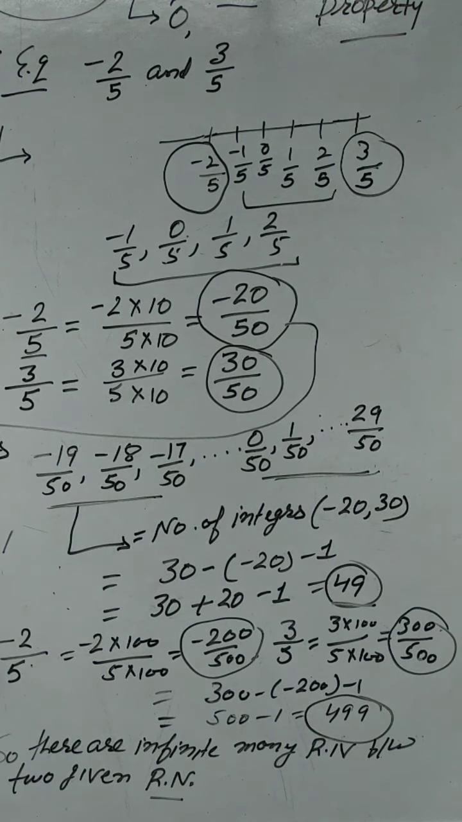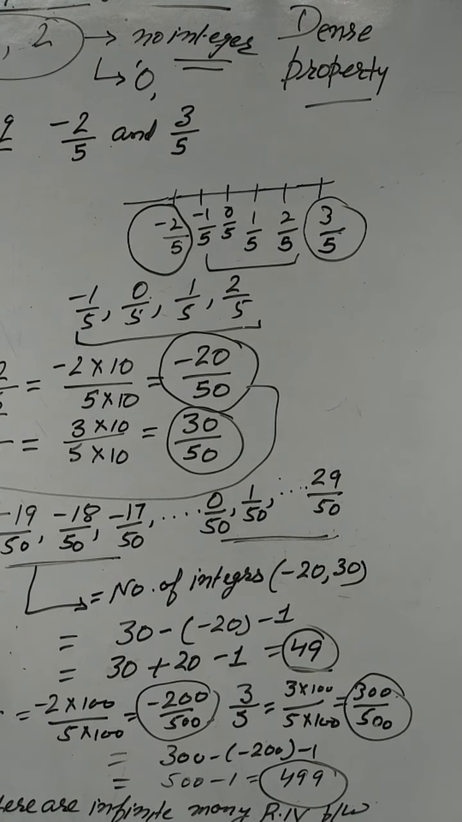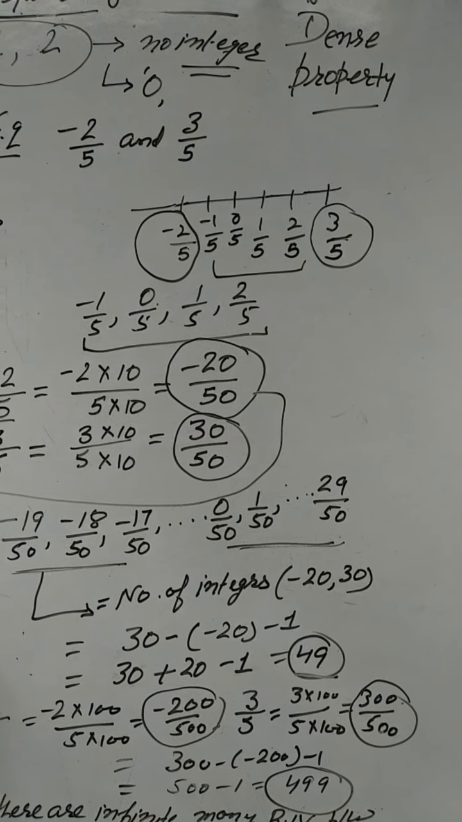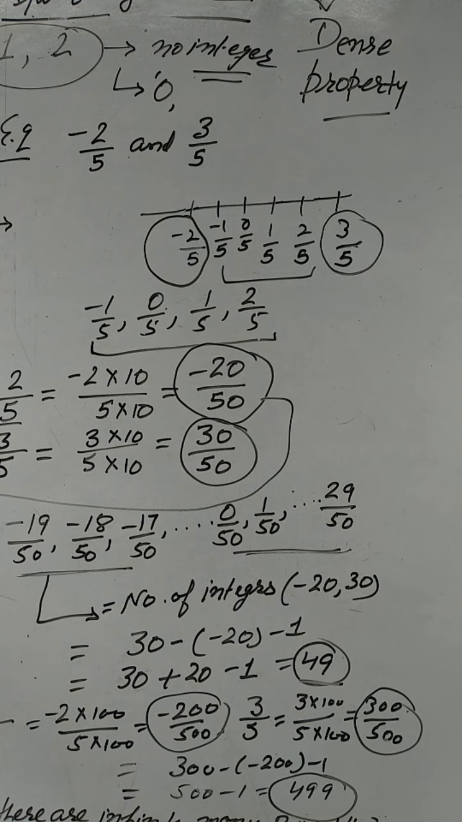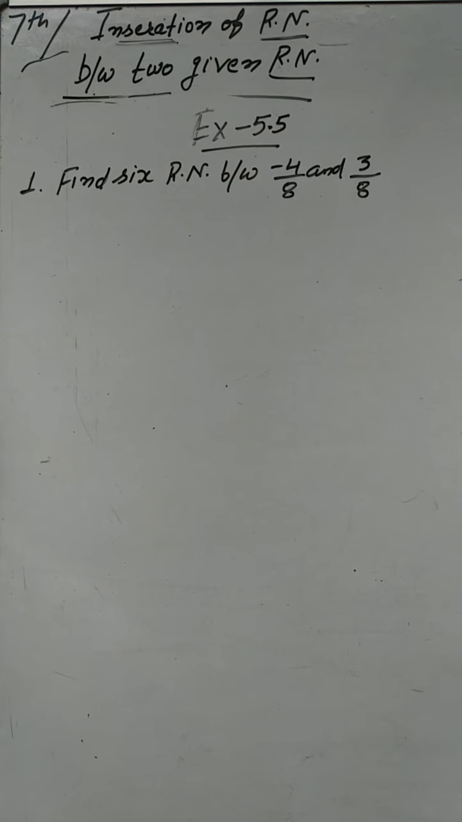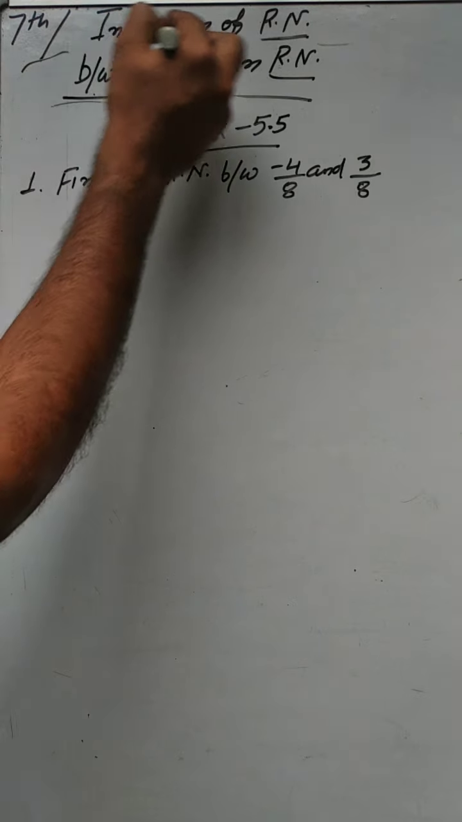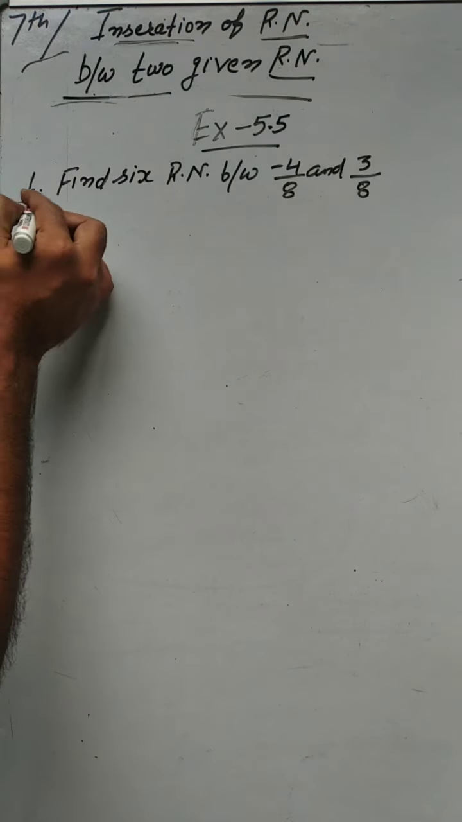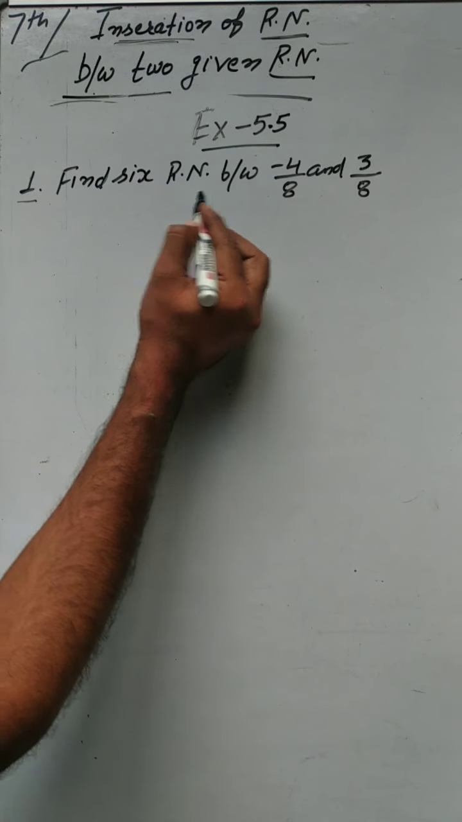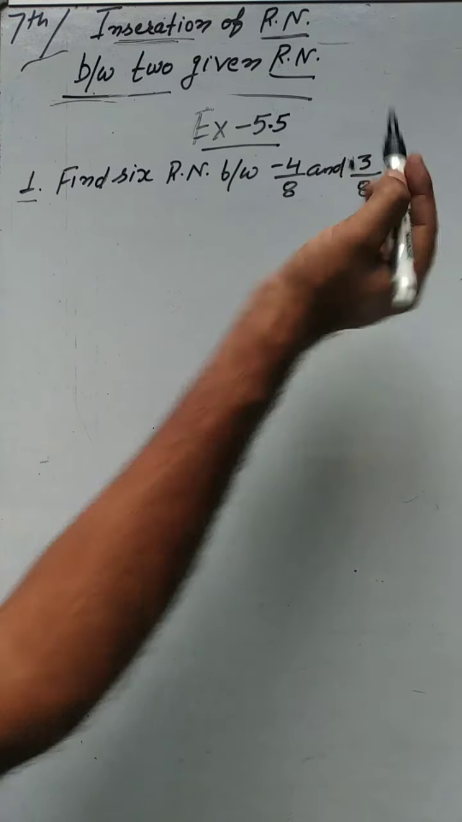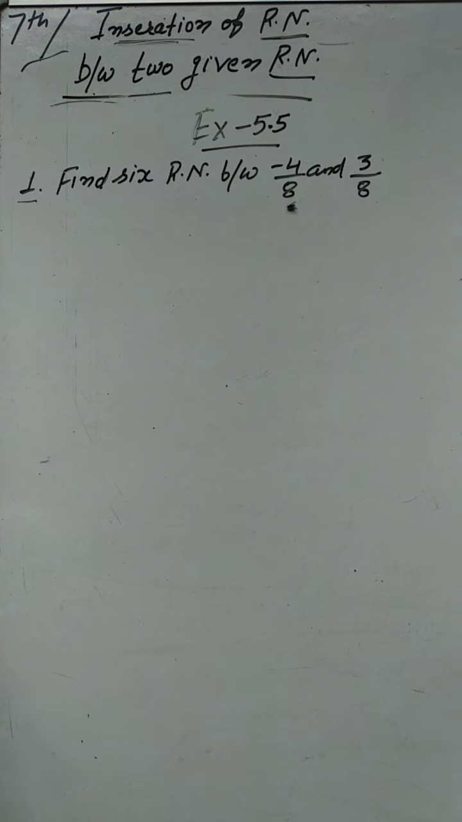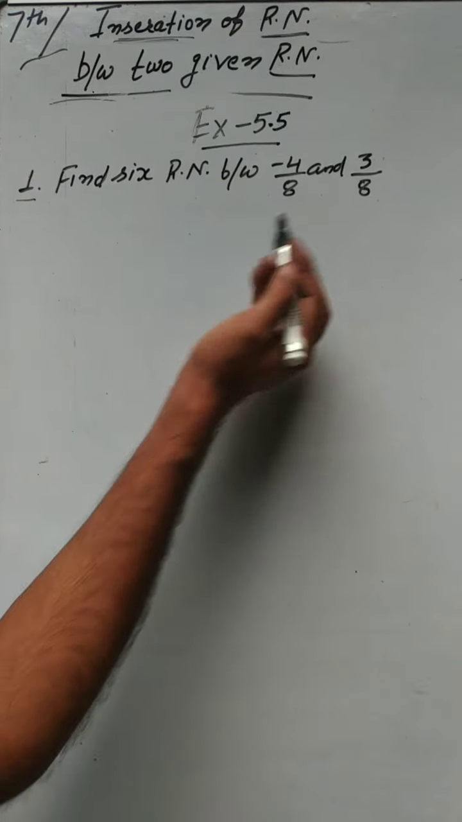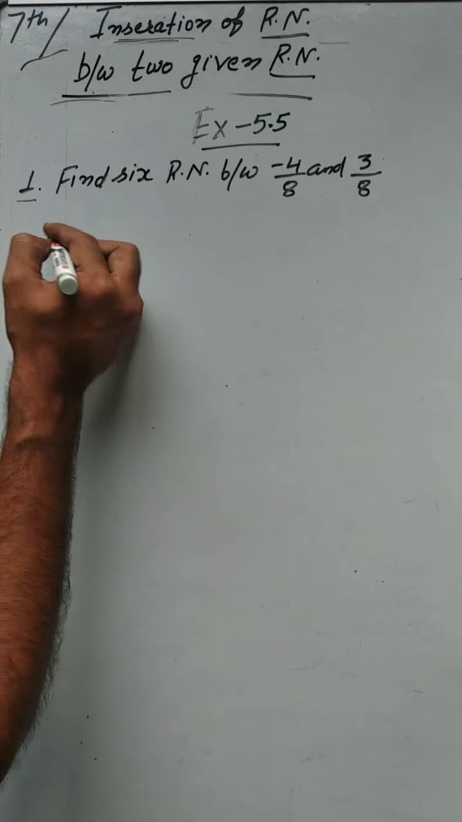What is it called? It is called the dense property of rational numbers. Clear, beta? Understood? Yes beta, your exercise 5.5 is based on the insertion of rational numbers between two given rational numbers. The first question is: find 6 rational numbers between minus 4 upon 8 and 3 upon 8. Understood beta? So between them we have to find 6 rational numbers.